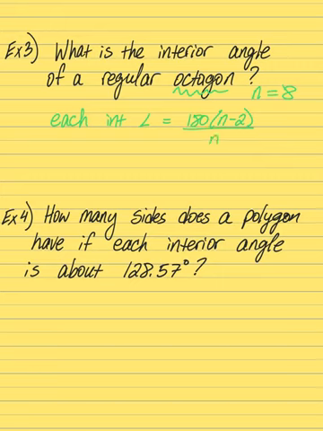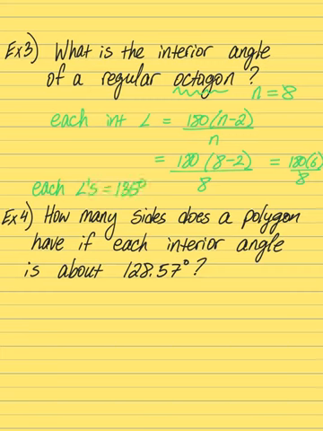And here again, I'm going to follow BEDMAS. I'm going to substitute 8 for the number n, and I get something that looks like this. 8 minus 2 in brackets over 8 on the bottom. All right, and throwing that into my calculator here, I'll get 180 times 6 over 8. And my final answer is that each angle is 135 degrees.